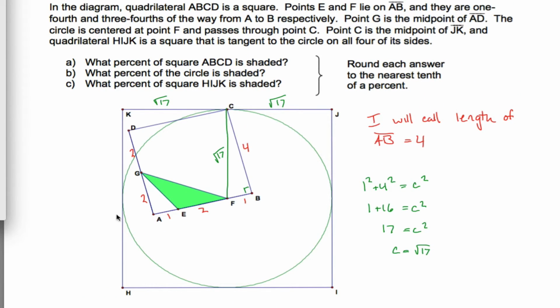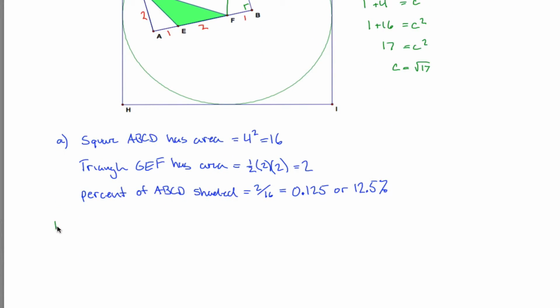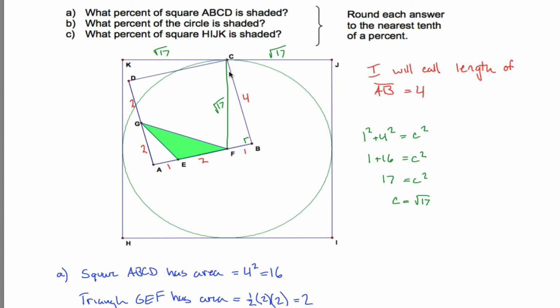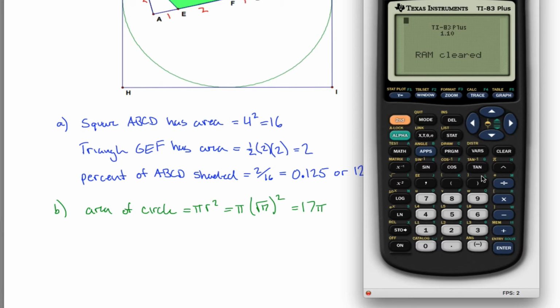Part B. What's part B? It asks me, what percent of the circle is shaded? Well, I already know how much is shaded. So if I could just figure out the area of the circle, area of circle is equal to pi times the radius squared, which is pi times my radius, the square root of 17, squared. So it's 17 pi. What is 17 pi? Well, you can get a calculator to approximate it if you want. So I'll go ahead and do that with this calculator.